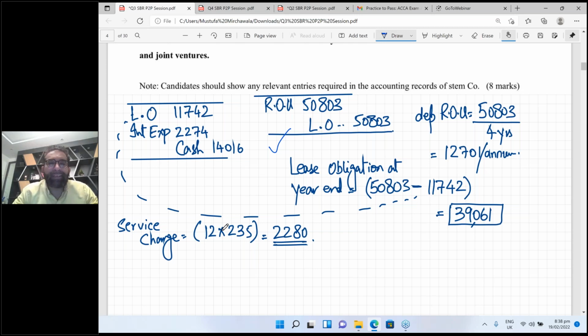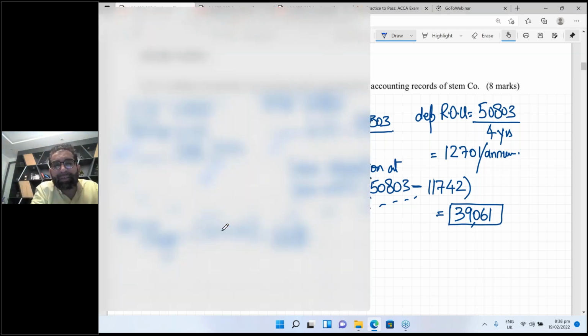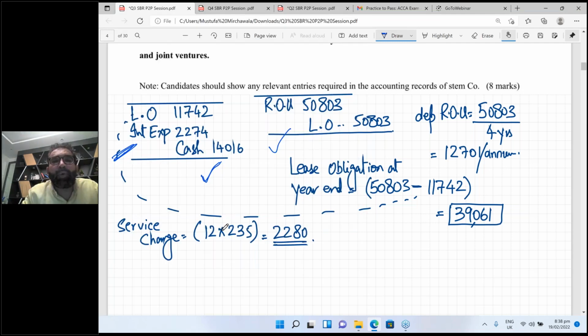Then at the end of the year, to make it simple, you will make this much cash credit, this much lease payment, the total lease payment. So it's 14016 cash credit, and a finance lease is a loan. Whenever you pay the rentals, it's like repayment of a loan, and in the repayment of a loan there are two elements: one is interest expense and the other is principal payment. So cash credit, you are paying rentals. This is your interest expense debit, and LO means lease obligation.